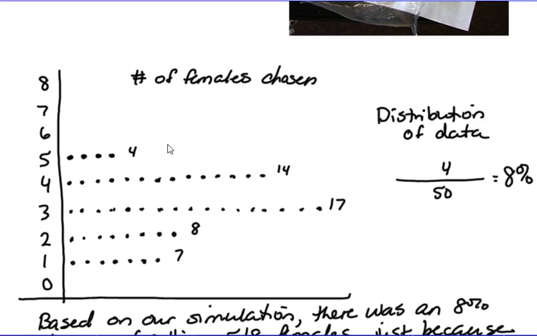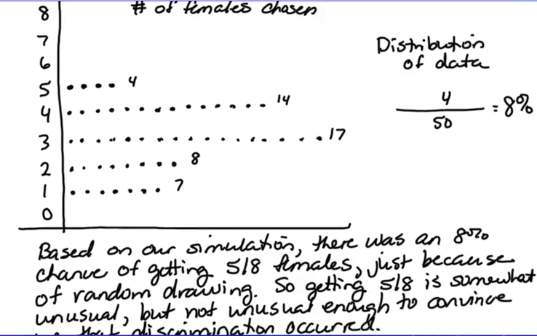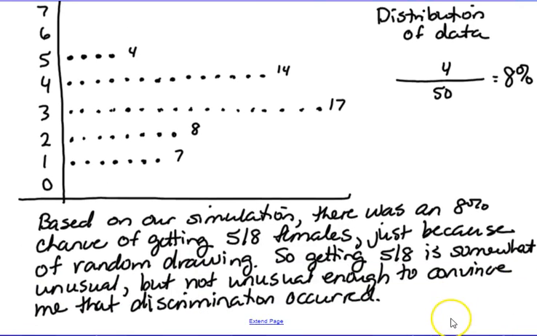So here's what we concluded as a class. Based on our simulation, there was an 8% chance of getting 5 out of 8 females just because of random drawing. So getting 5 out of 8 is somewhat unusual, since it only happened 8% of the time, but not unusual enough to convince me that discrimination occurred.